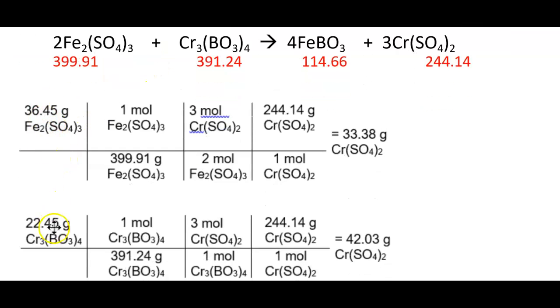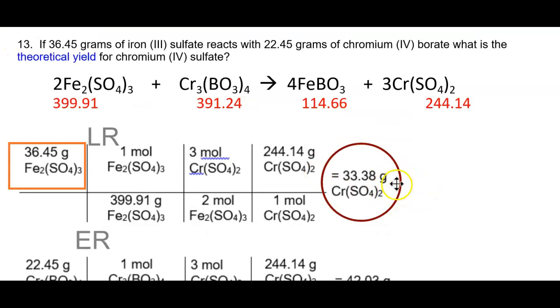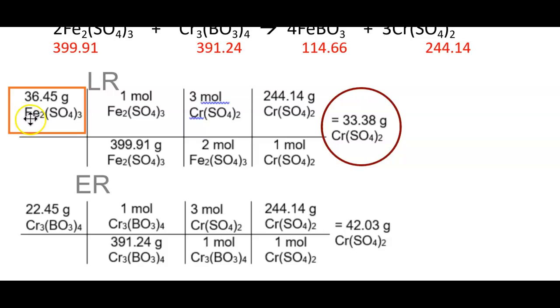So I took each of my starts, the two starts up here, and I went to chromium sulfate. I'm going to find the one that produces the least amount. I circled this one just because it's the least amount. Therefore, iron sulfate is my limiting reactant. By default, chromium borate will be my excess reactant.